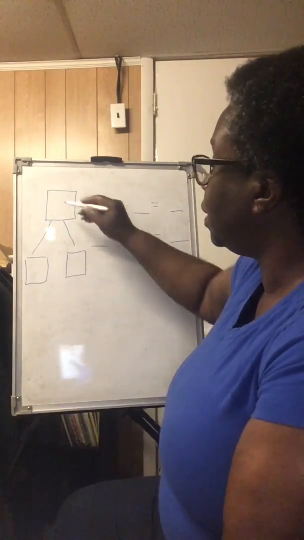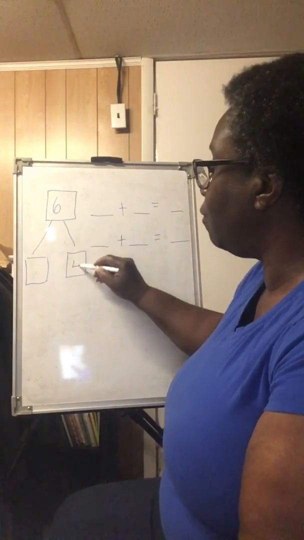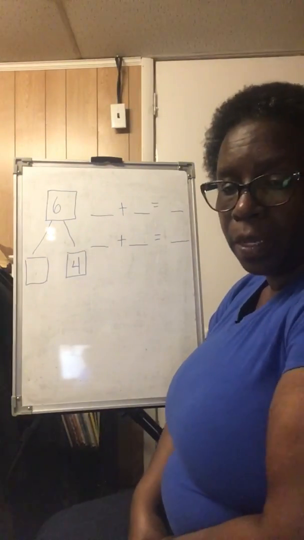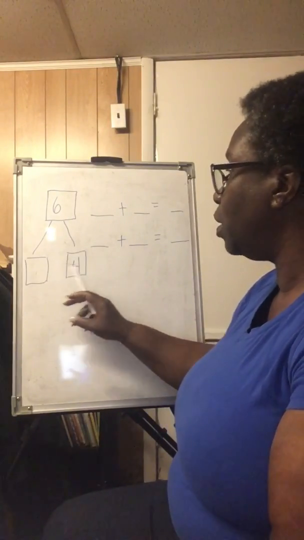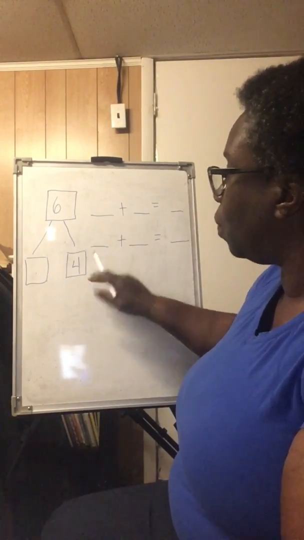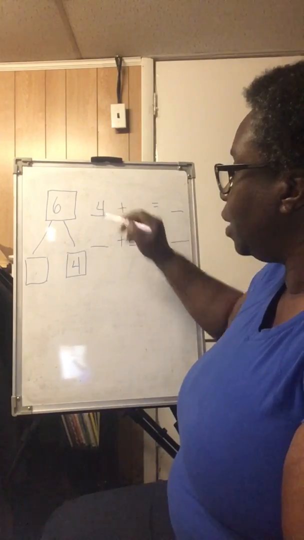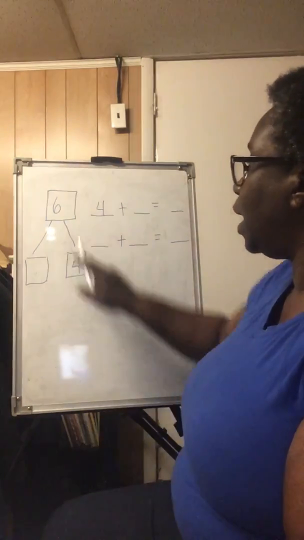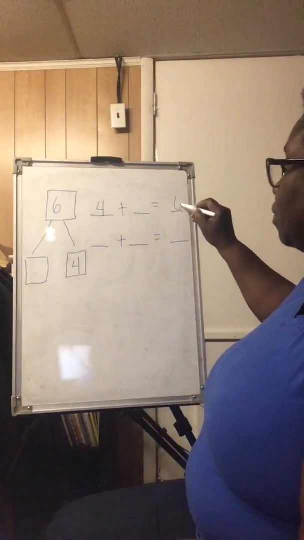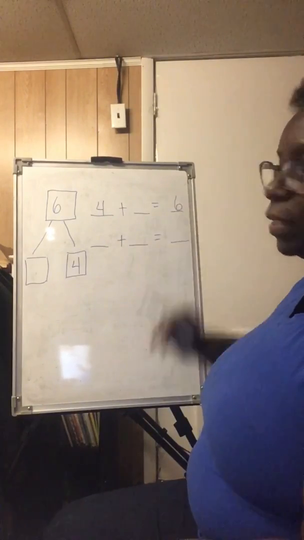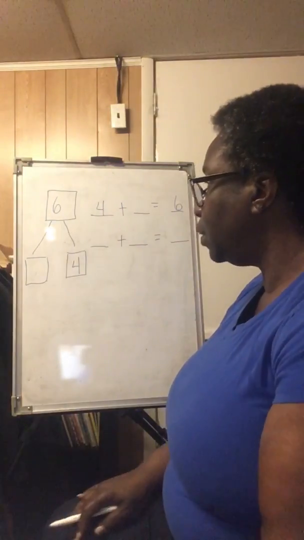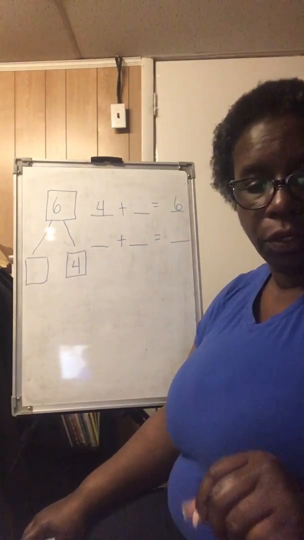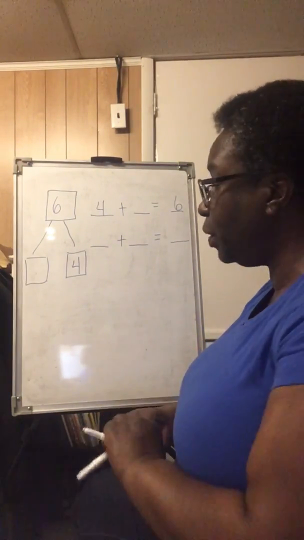So they give us 6 and 4. So we're trying to figure out what plus 4 would give us 6. So we know we have 4 right here because we got 4. And our answer is going to be 6. So what plus 4 gives us 6? Okay. Now, I'm going to show you how to do that with the number bond like we just did.